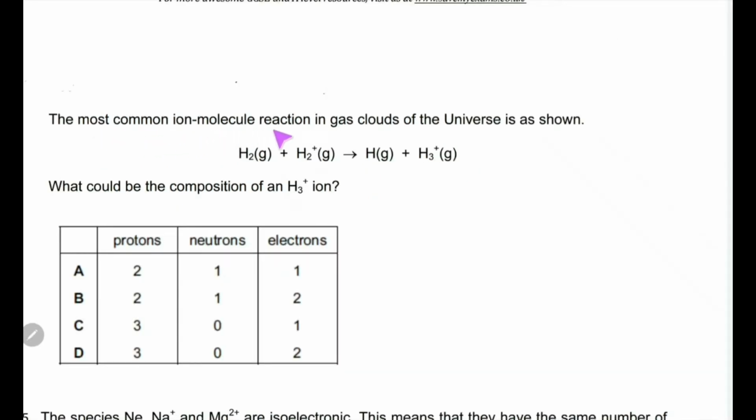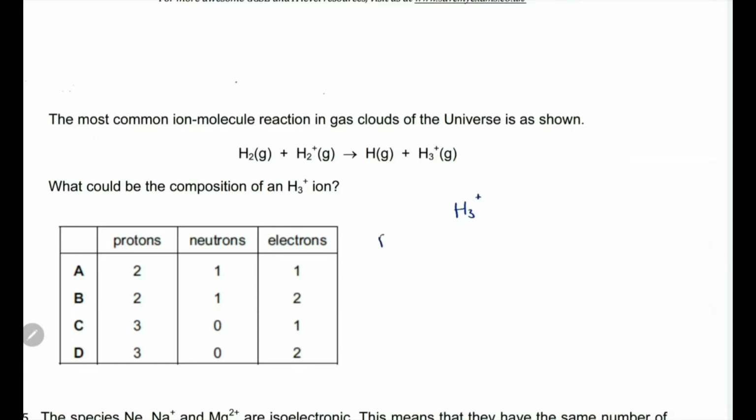The most common ion molecule reaction in gas clouds of the universe is as shown. So this is that equation. This hydrogen gas is combining with a hydrogen gaseous ion, that is a cation, and producing a hydrogen gaseous atom with a molecule of hydrogen gaseous cation having 3 atoms. Now the question is, what could be the composition of an H3 positive ion? What will be its composition? In terms of composition, we are asked to count the protons, count the neutrons, and count the electrons. So let's see. This is H3 positive.